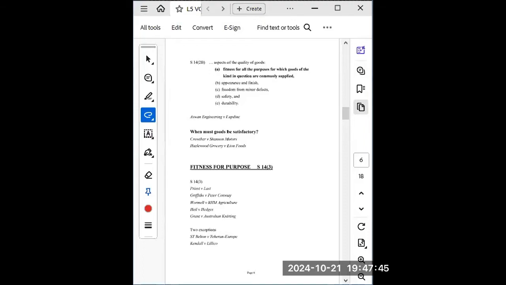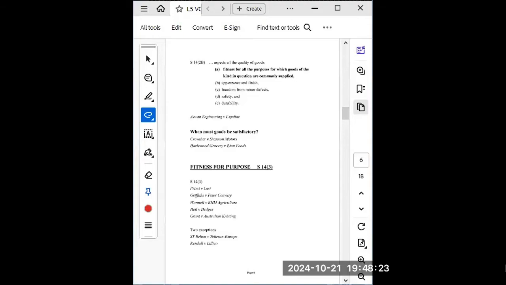Another example is underwear. When the buyer buys underwear, he impliedly makes known the purpose. But if the packaging does not say the underwear needs to be washed before wearing it for the first time because there are harmful additives in the cotton, then the underwear would be unsatisfactory, unfit. The buyer could not reasonably be expected to know. The case authority is Grant against Australian Knitting.